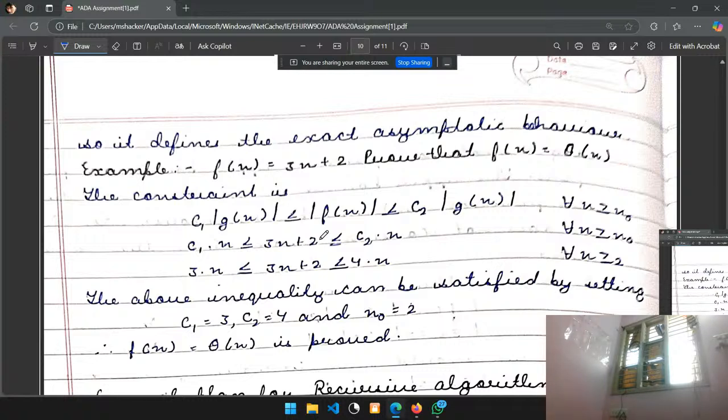Let the minimum be i. Minimum will be i. Let j equal i plus 1. And if j is smaller, the minimum is j.